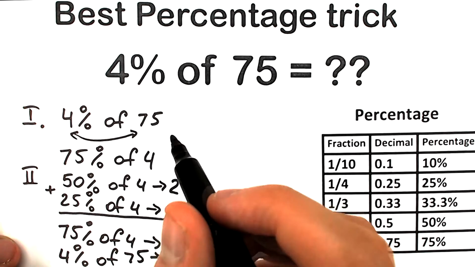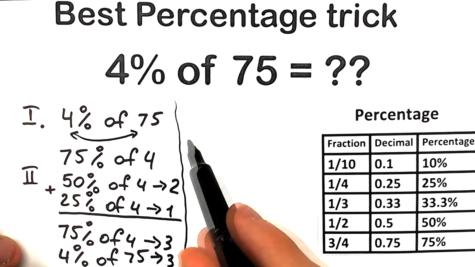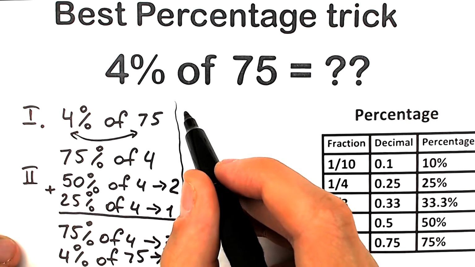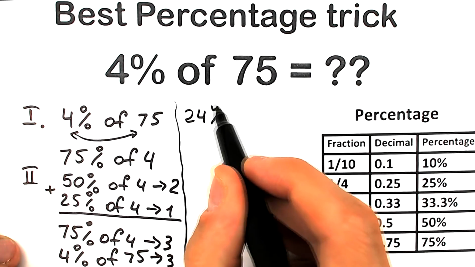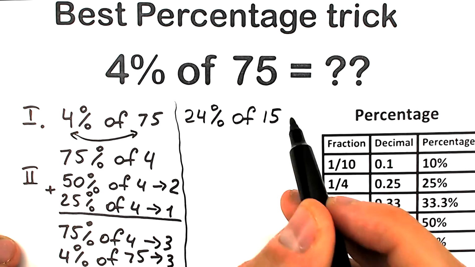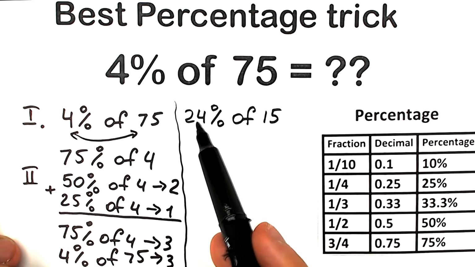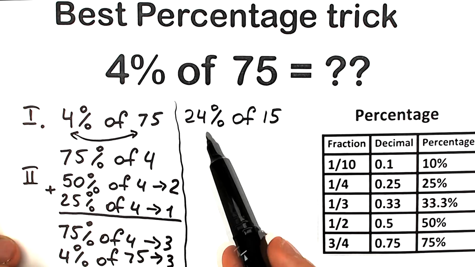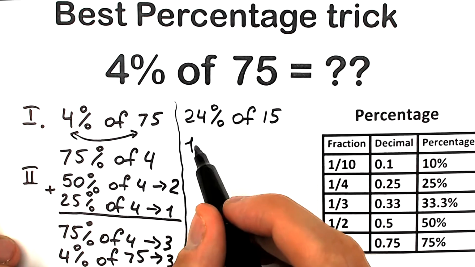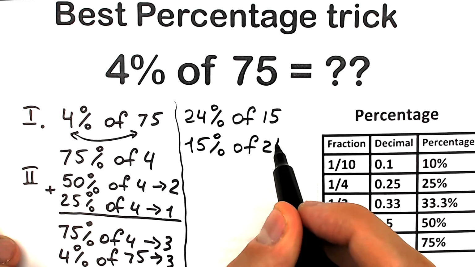Let's practice a little bit. Let's practice this really important rule in terms of percentages. For example, we have 24% of 15, okay? We can easily apply this swap, because I don't know about 24%, it's really hard for us. Let's try to work with 15, okay? So let's swap it. So we have 15% of 24, okay? We completed this first step.